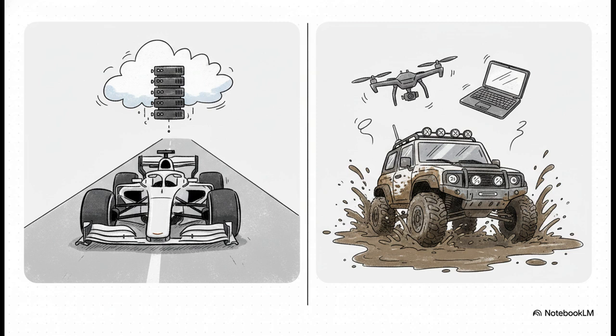It requires a perfectly paved track. In the tech world, that means massive cloud servers and flawless high-speed internet. But in a disaster zone, responders are using rugged off-road equipment. They're relying on offline laptops, constrained CPUs, drones, and super intermittent power. You just cannot drive a Formula One car through a flooded, muddy jungle. We need models that actually fit on the devices these responders have in their hands.